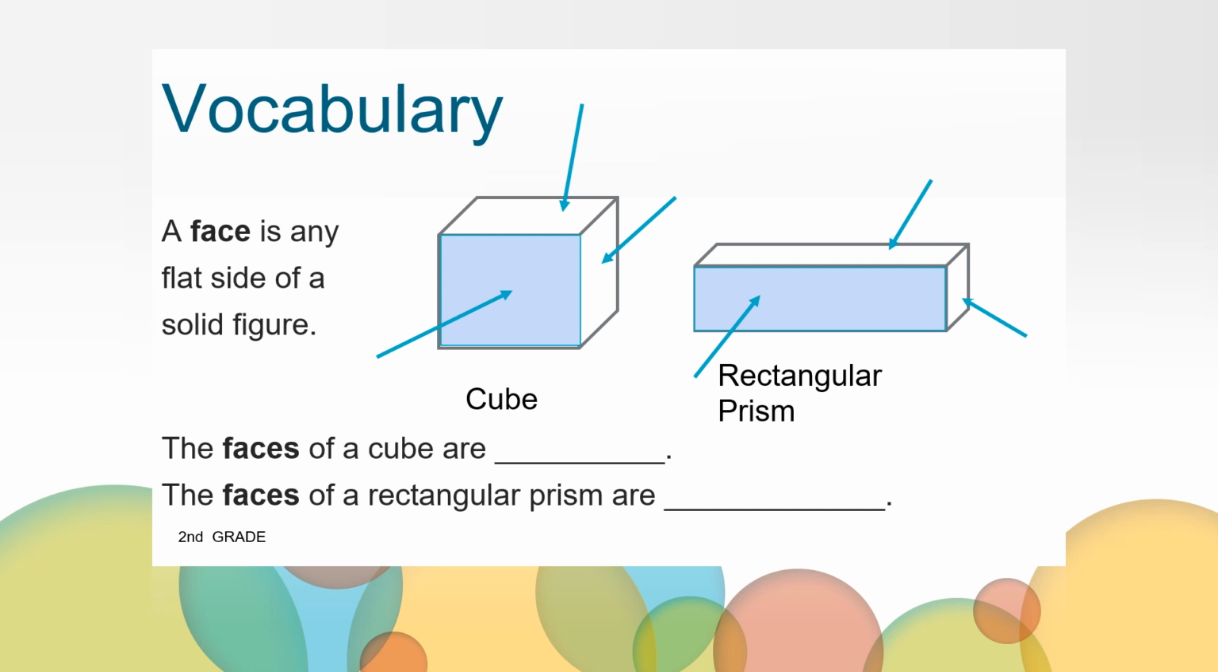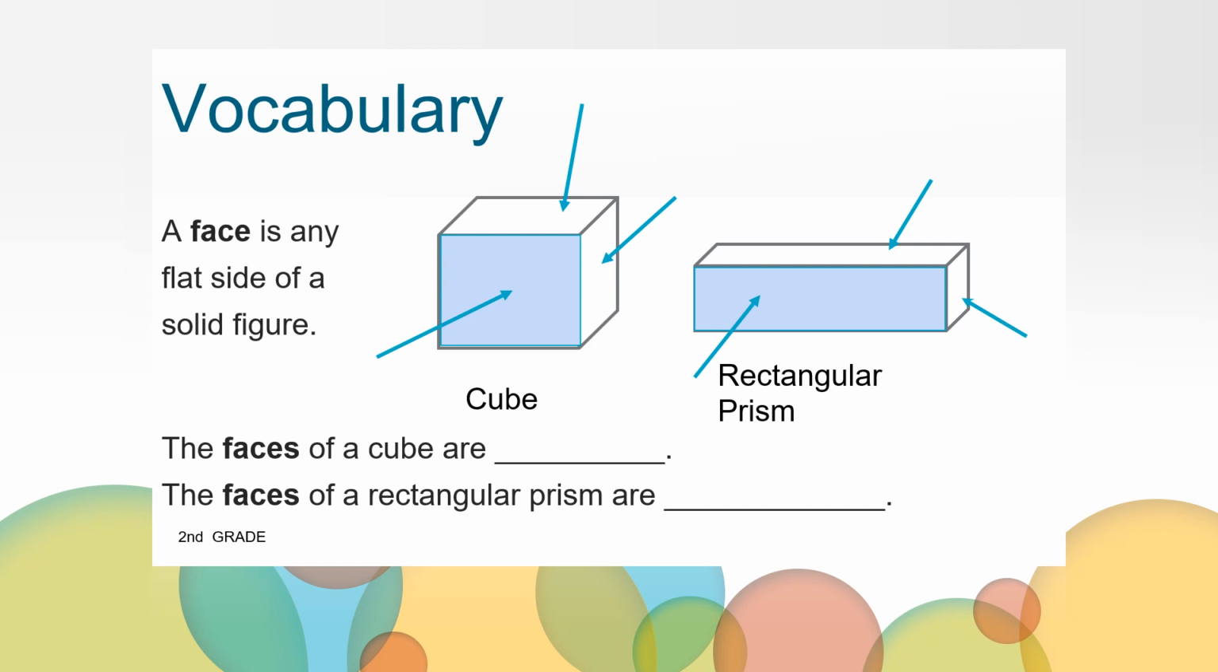On the next 3 slides, we will review some important vocabulary. A face is any flat side of a solid figure. What shape are the faces of this cube? The faces of the cube are in light blue. The faces of a cube are squares.